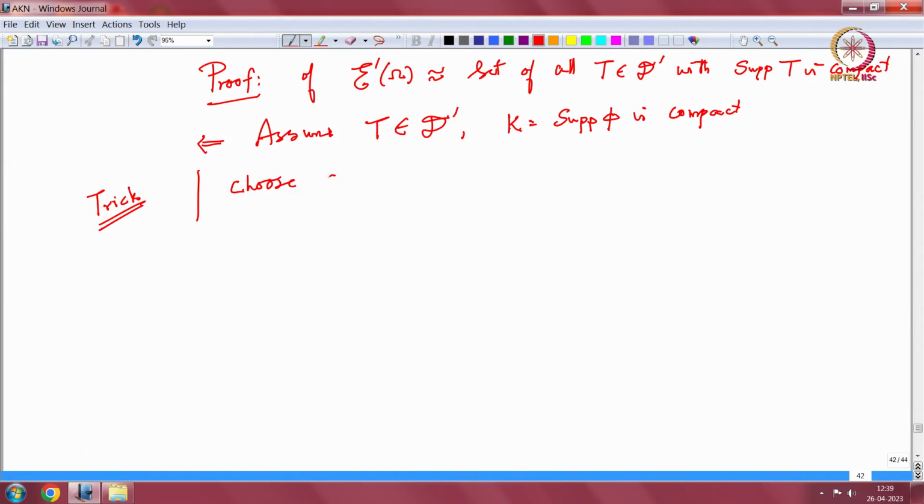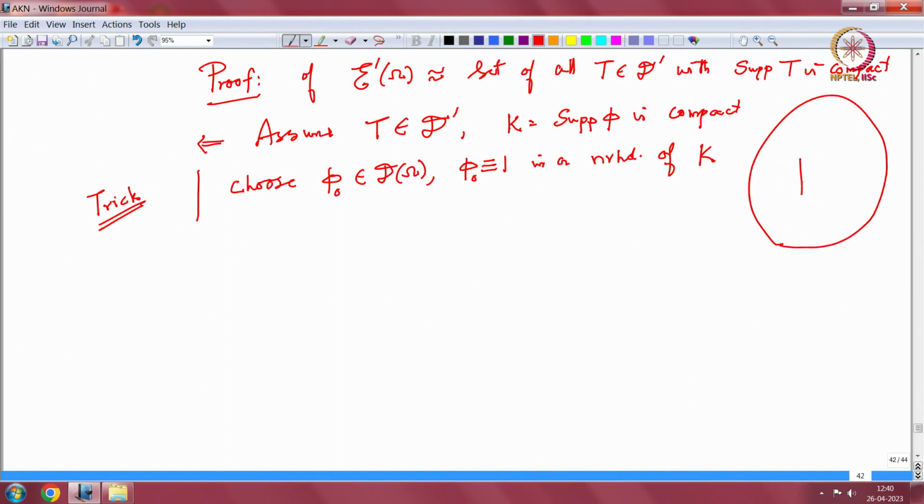Choose phi naught in D omega with phi naught identically 1 in a neighborhood of K. So K is the support. You have the same picture again, and you have your K, that is where the support is, and phi naught is chosen in such a way that phi naught is identically 1 in this entire area.